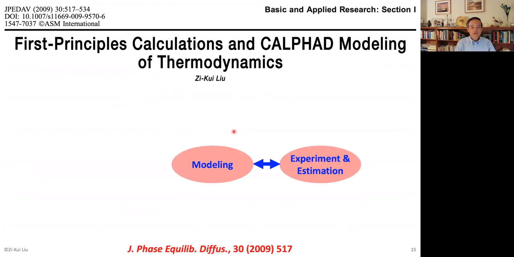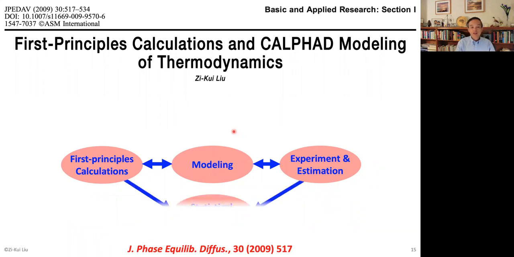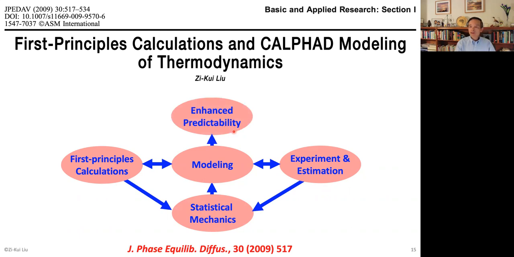Before, maybe 20 years ago, CALPHAD modeling took experimental data and some estimations, put them together, did the modeling, and developed databases. About 20 years ago, first-principles calculations became available to us. But we know first-principles calculations are mostly for zero Kelvin. Now you put in statistical mechanics to define a temperature. So now we have experiments, first-principles calculations, and statistics together, and we can do much better modeling. It enhances the predictive power of the database.